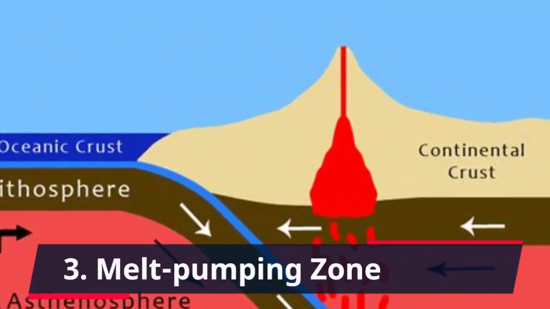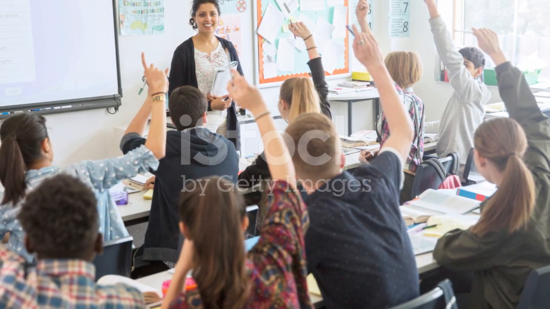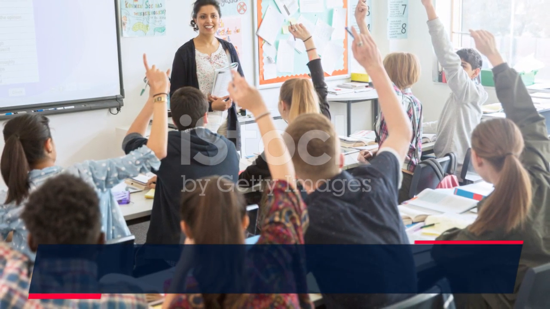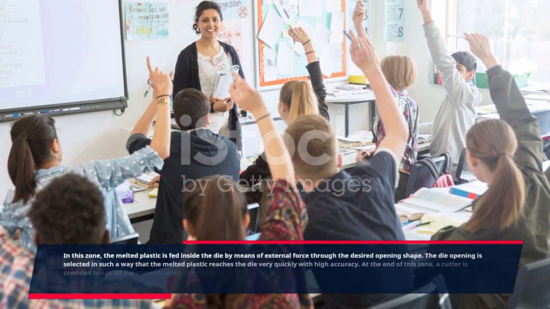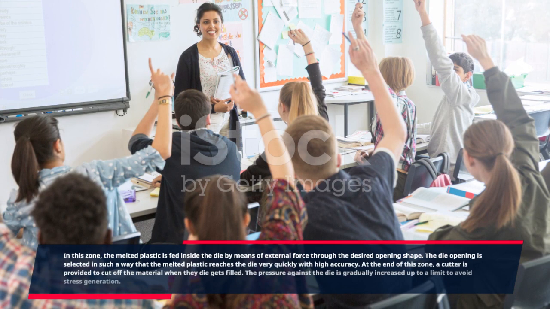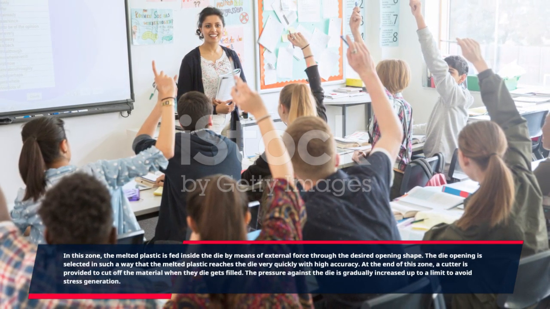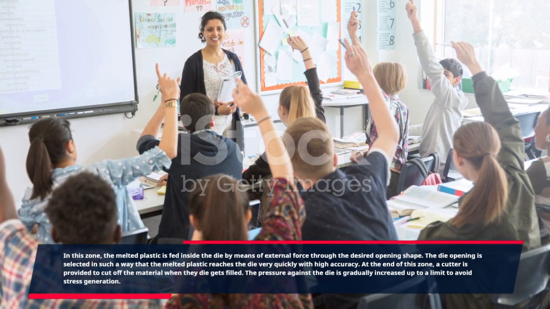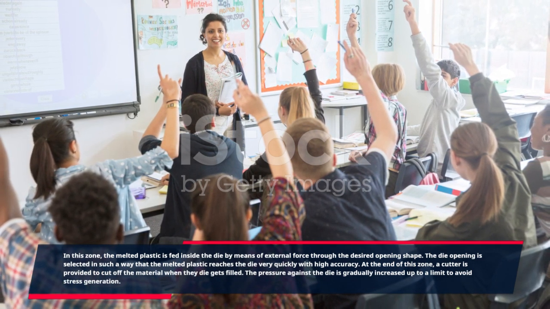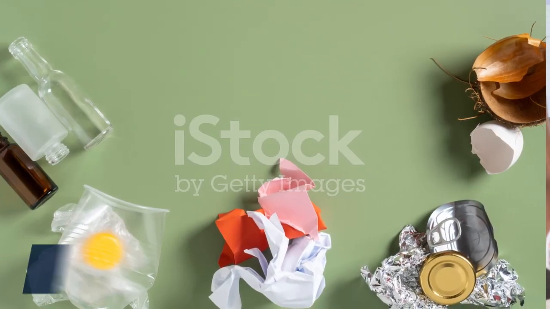3. Melt pumping zone. In this zone, the melted plastic is fed inside the die by means of external force through the desired opening shape. The die opening is selected in such a way that the melted plastic reaches the die very quickly with high accuracy. At the end of this zone, a cutter is provided to cut off the material when the die gets filled. The pressure against the die is gradually increased up to a limit to avoid stress generation.